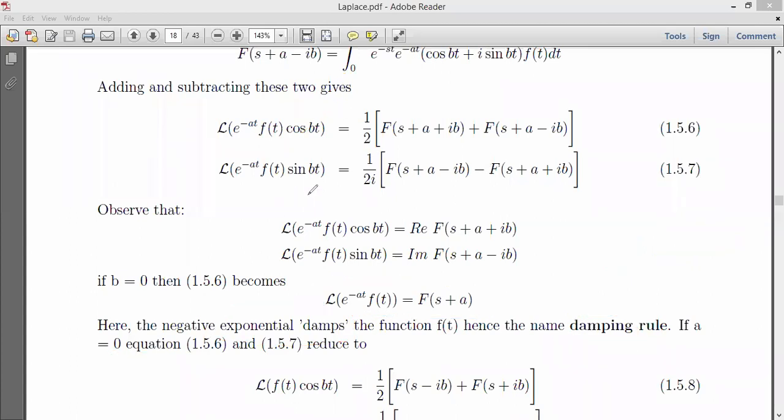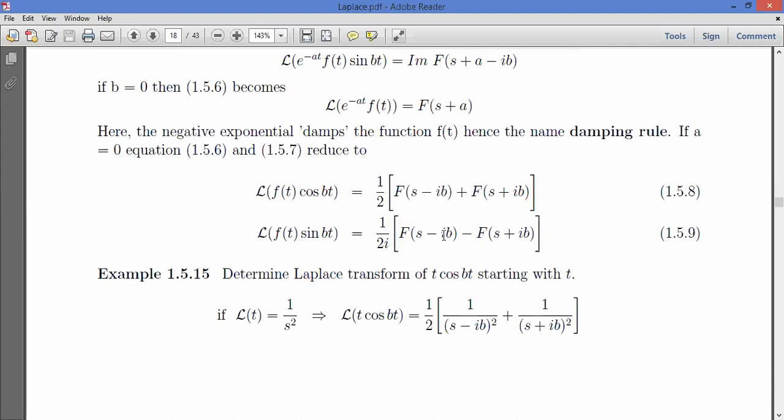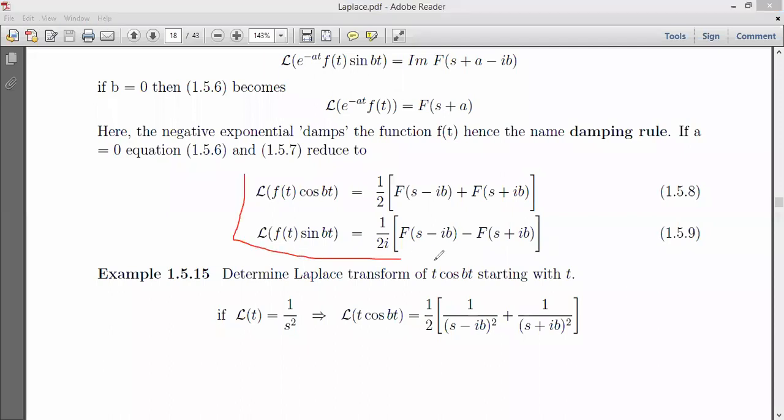From this, after getting to do the substitutions, you come up with this. Now, of course, the Laplace of f(t) cos bt, Laplace of f(t) sin bt. This one we have already finished. We did these derivations. These ones we have already done.